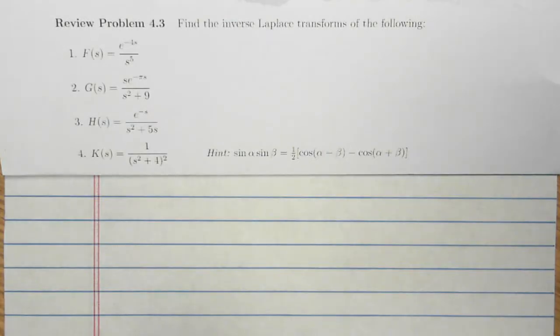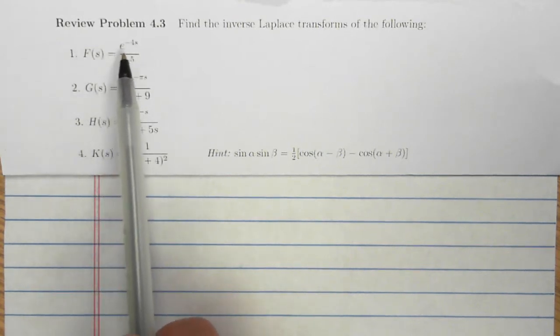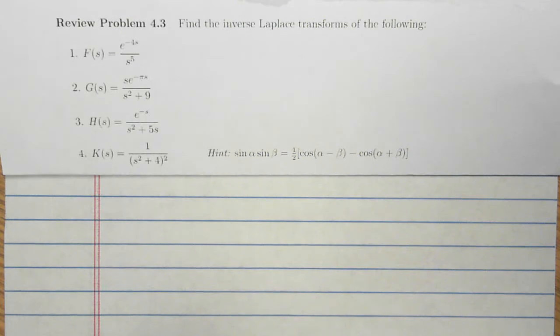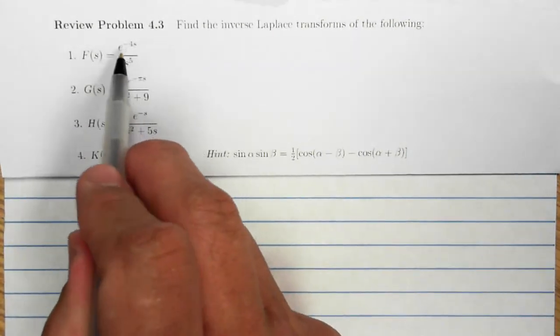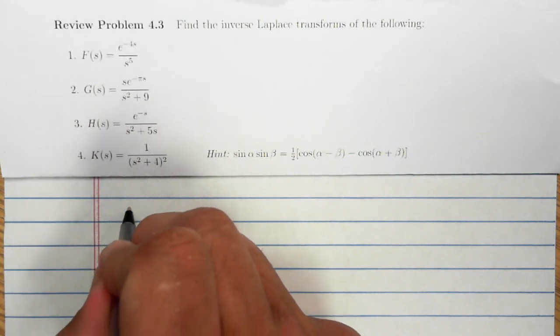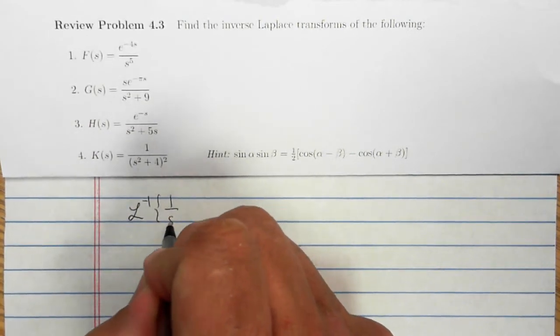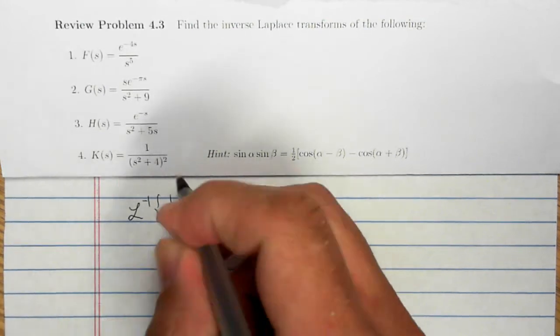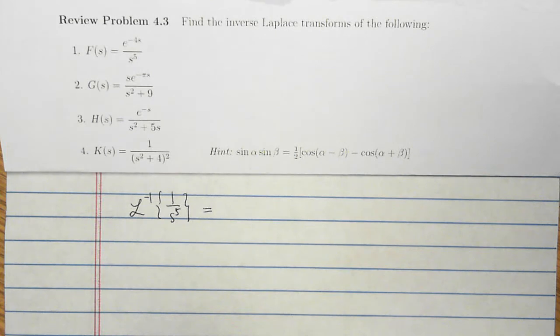In this video, let's take a look at finding the inverse Laplace transform of these four functions. First off, we have F of s equals e to the minus 4s over s to the fifth. Before starting this one, what happens if we ignore the exponential term in the numerator? We have the inverse Laplace transform of 1 over s to the fifth. Just temporarily, let's forget about the exponential in the numerator.